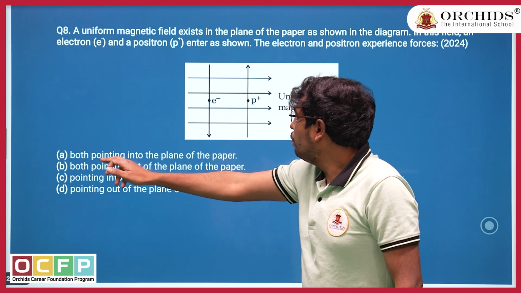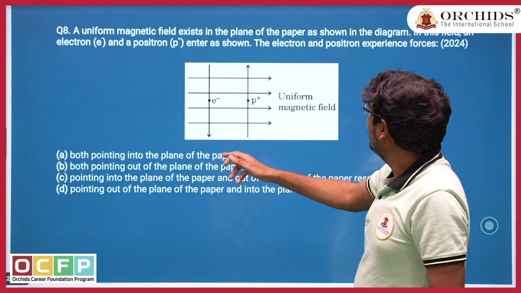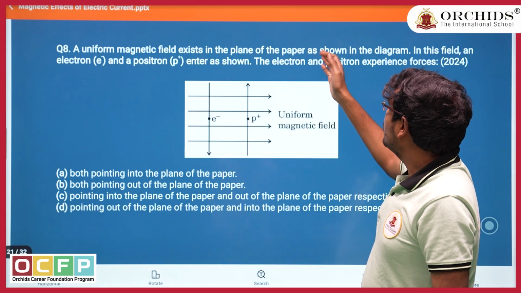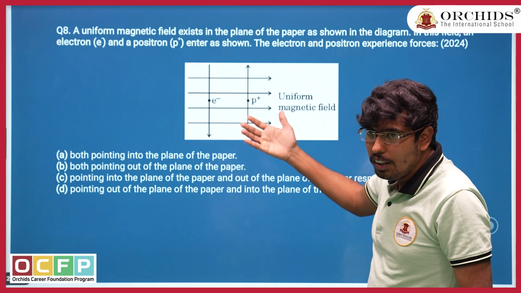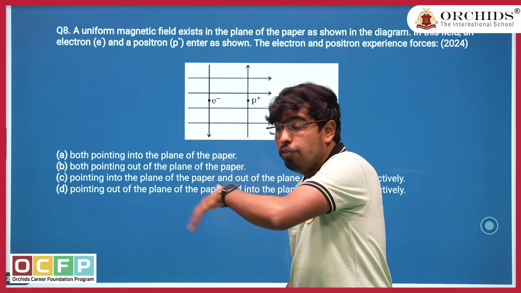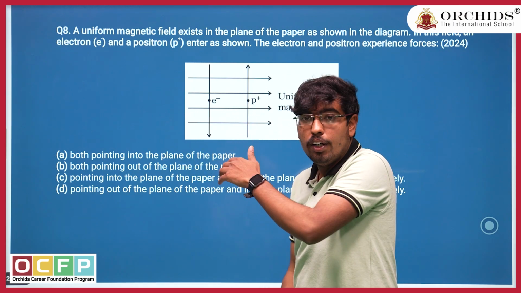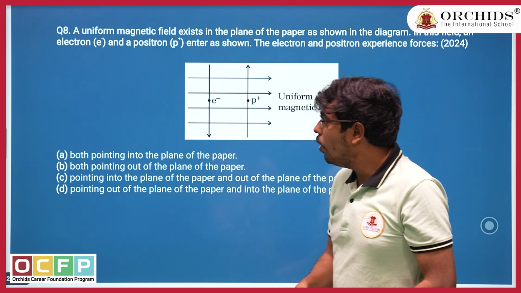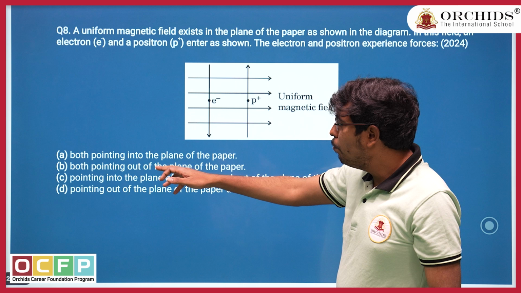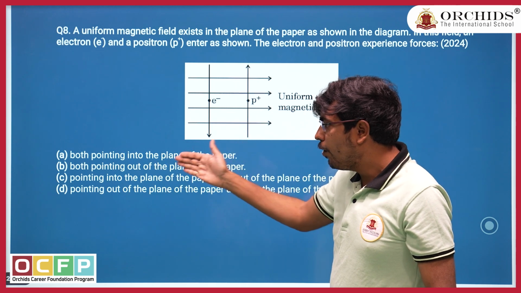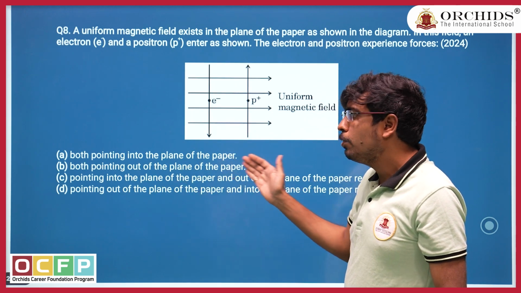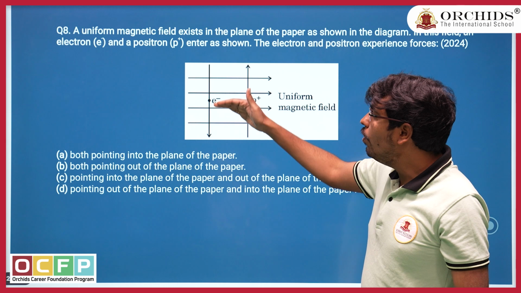Both are pointing in the plane of the paper. The electron and positron experience forces in which direction, they were asking. How will this electron experience a force and how will this proton experience a force in this field? Now we will go through the four options. Both are pointing into the paper, both are pointing out of the paper, or one is pointing out and one is pointing in. We will verify that.